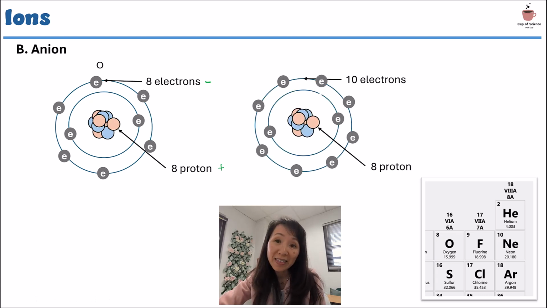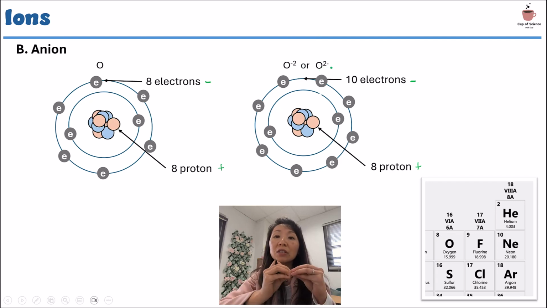What about this oxygen over here? This oxygen has 8 protons, since it's an oxygen, but there are 10 electrons, so it has gained 2 electrons. So there are 10 negatives and 8 positives. In net, it would be 2 negative. So we write this atom as O minus 2 or O2 minus.